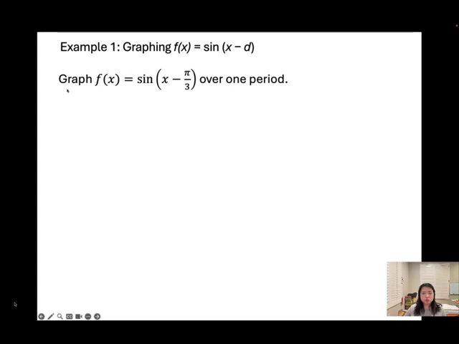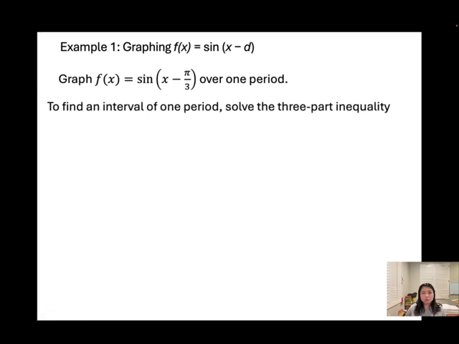I want you to try to graph f of x equals sine of x minus pi over 3 over 1 period. First, we're going to find the interval of 1 period. We're going to solve the 3-part inequality. We know that for the sine, we could graph the sine curve from 0 to 2 pi. So we're going to set up like this: x minus pi over 3 is in between 0 and 2 pi. That's 1 period for the sine here.